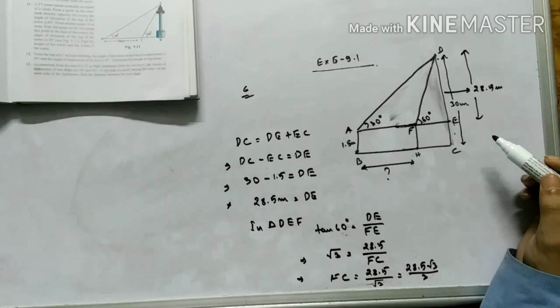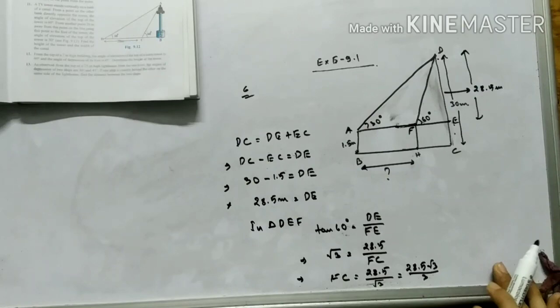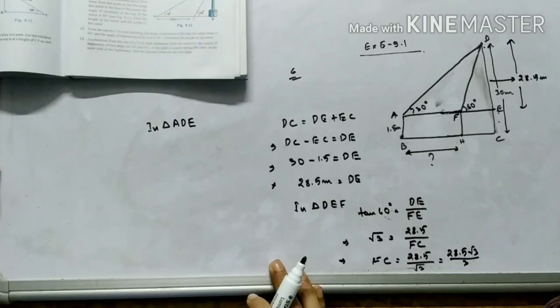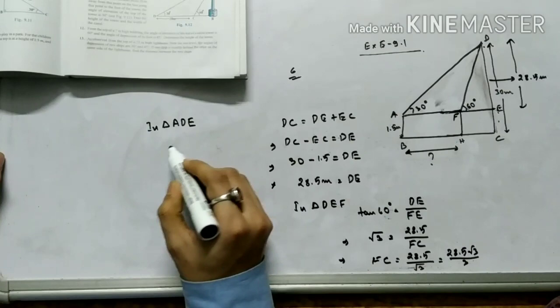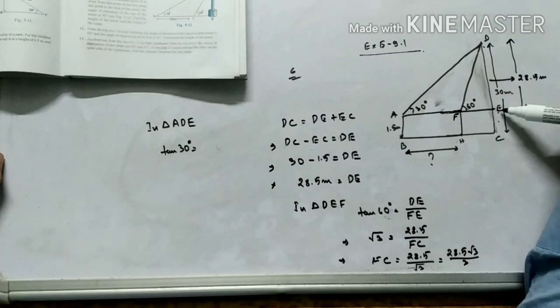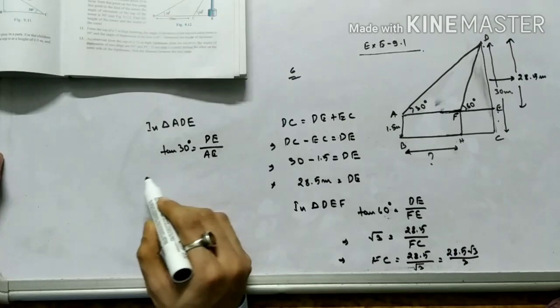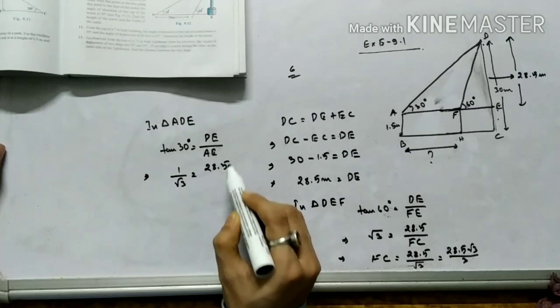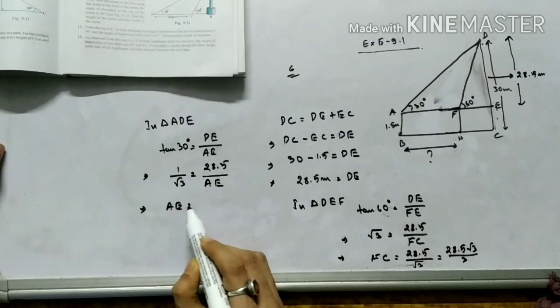Finished. Now I will take this bigger triangle, triangle ADE. So in triangle ADE, again I will use tan 30 degree is equal to DE by AE. Tan 30 degree, this is 1 by root 3, is equal to DE. DE value I got 28.5 by AE. So AE is equal to 28.5 root 3 meter. AE is equal to, I got how much?